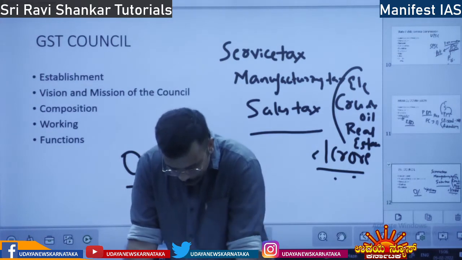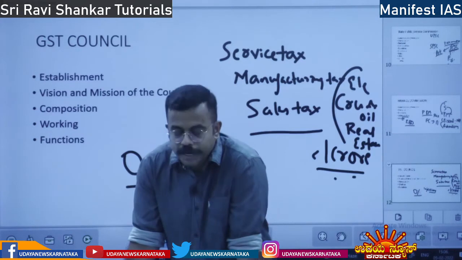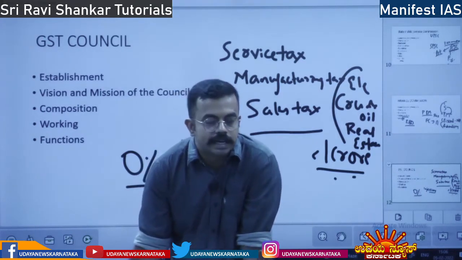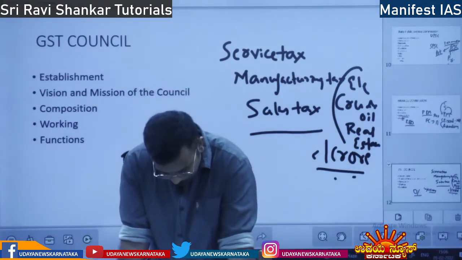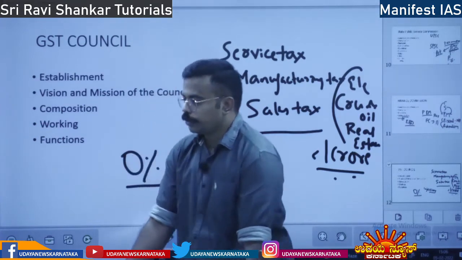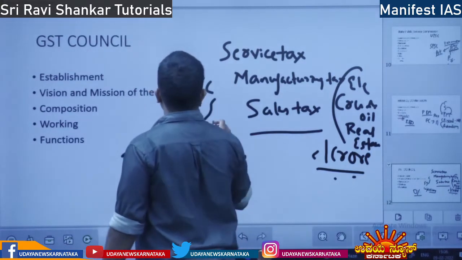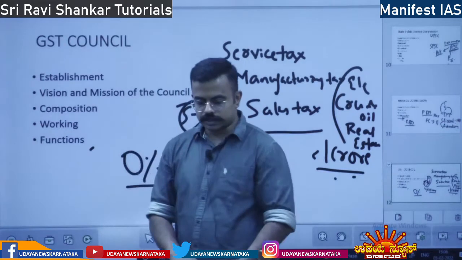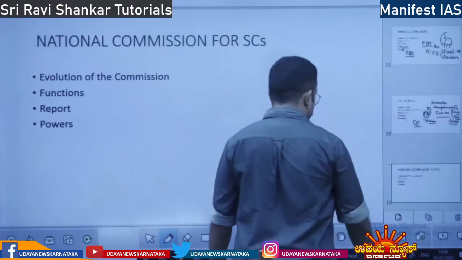So on which day can GST be applied to these 3 areas? On what date can GST be applied to these 3 areas? Who determines? GST Council. Okay, and it also acts as a dispute resolution mechanism. Dispute between center and state or state and states. Which is the dispute resolution mechanism? It is the GST Council. So this is broadly with respect to GST Council.